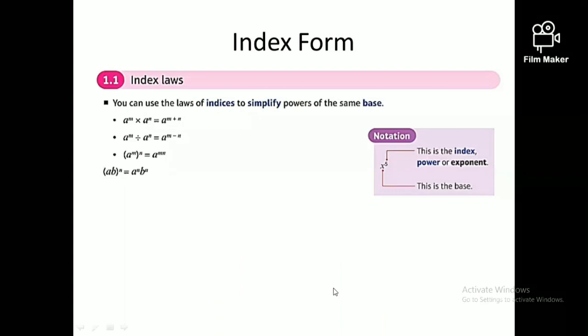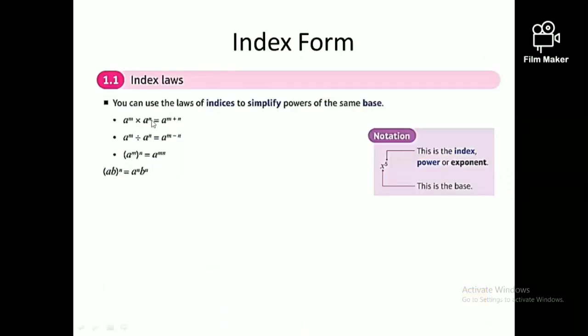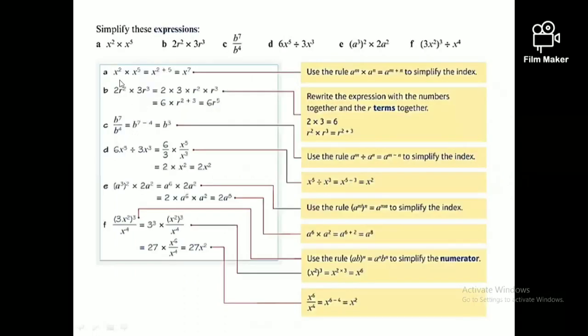Right. If you go ahead with the next part, let's come up with this example. If you have to multiply x to the power 2 into x to the power 5, from this theory, if there's a multiplication, you can add the powers. So you can write this as x to the power 2 plus 5, that is x to the power 7.